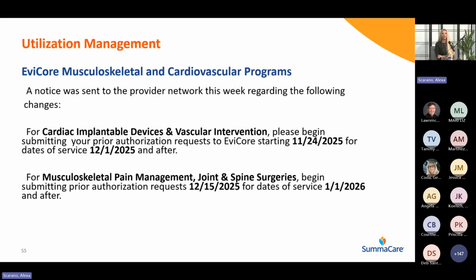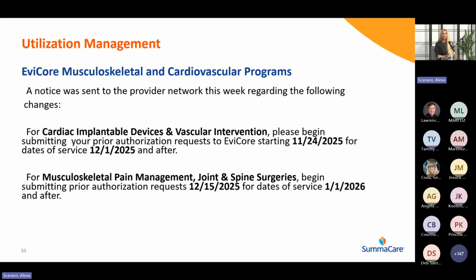So we talked about some changes for ambulatory surgery starting on Monday, October 13th. We also have some changes for EviCore in regards to two programs, musculoskeletal and cardiovascular programs. So a notice was sent out to you as the providers this week in regards to these two programs. We also have this on our SummaCare.com provider utilization management page under prior auth, where you can find this program CPT code lists. And what it is for cardiac implantable devices and vascular intervention.